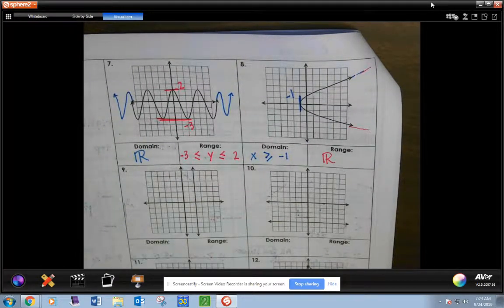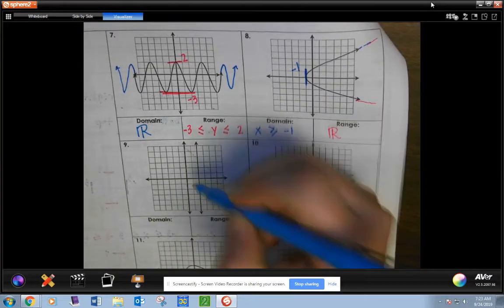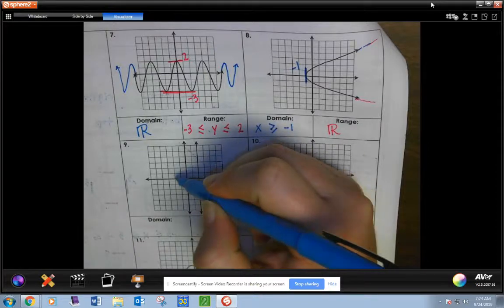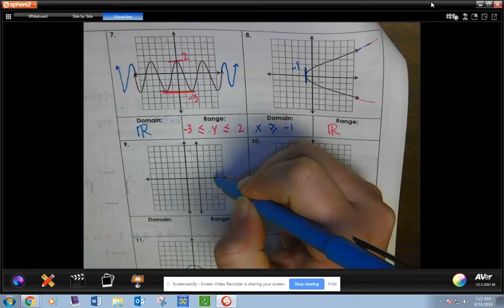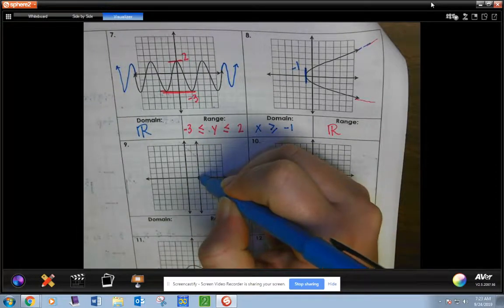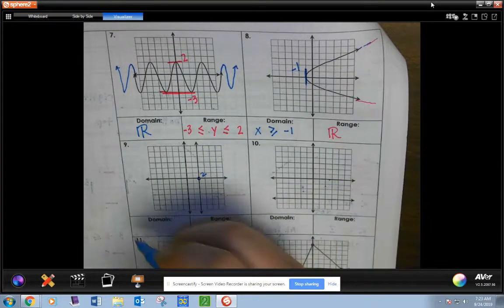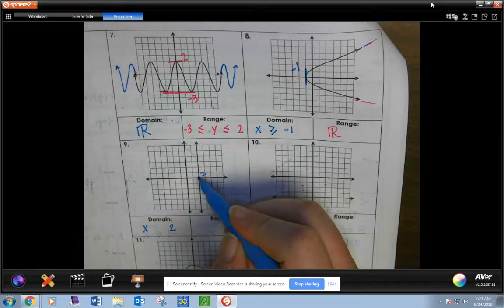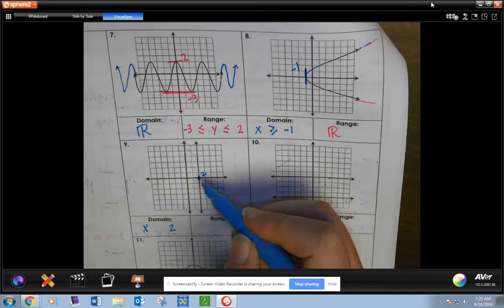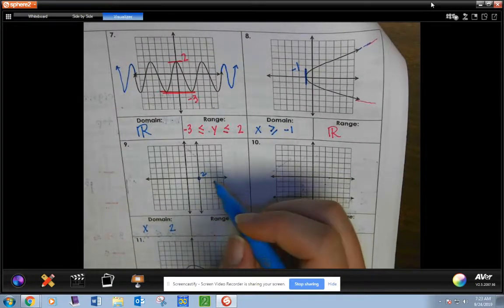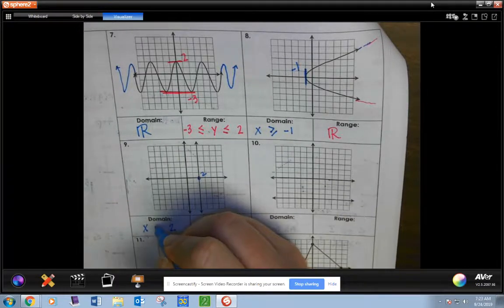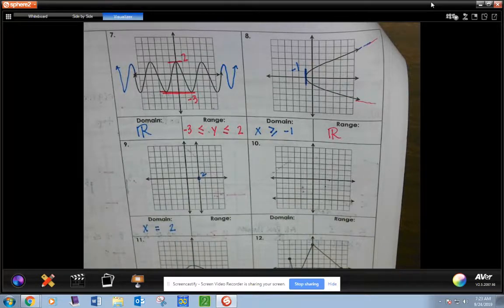Okay, for domain on number 9, my line is right here. This line does not move left, and it does not move right. This line is stuck, and it's stuck right here at 2. Okay, so we're going to put X, and we're going to put 2. Now, since this is not moving left and not moving right, you cannot use the inequality. It is stuck. The only time you use this symbol is when it is stuck, not moving. So it's stuck, so I put equals to 2. The X will always be 2.